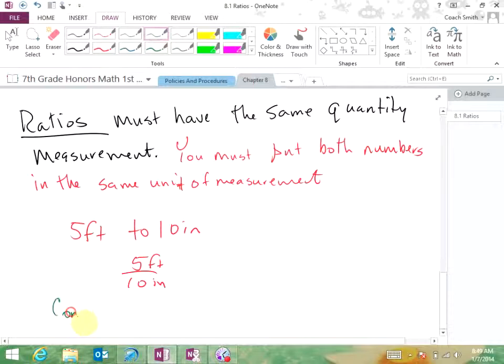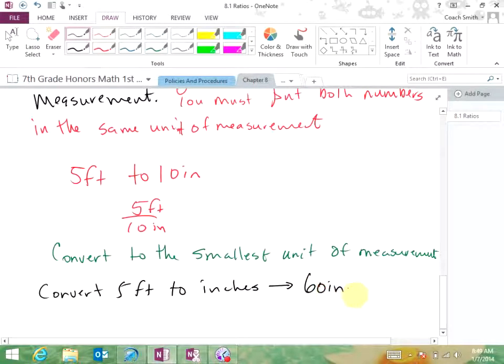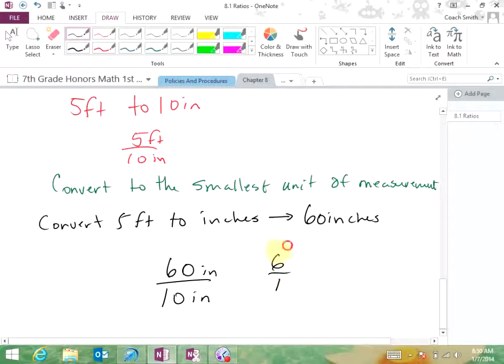So we want to convert to the smallest unit of measurement. Of feet and inches, which is the smallest? Inches. So I want to convert 5 feet to inches. What would 5 feet be in inches? 60. So 5 feet would be 60 inches. So now I do my ratio, 60 inches over 10 inches. And what does that reduce to? 6 over 1. So 6 over 1, not 6. 6 over 1 would be your answer.